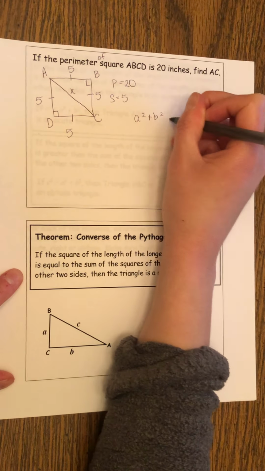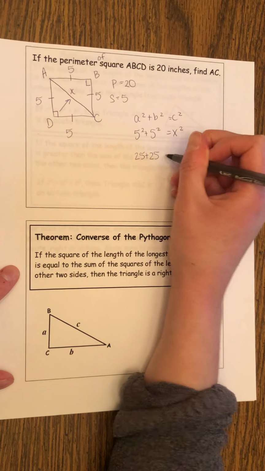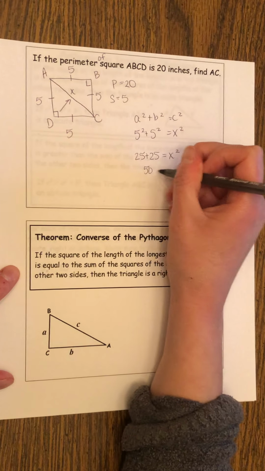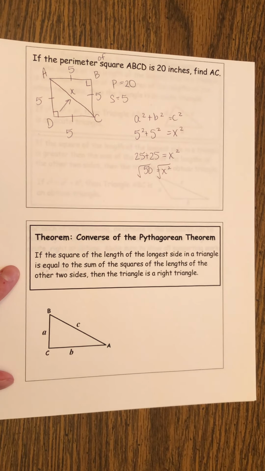So AC, the side length I'm trying to find, is the hypotenuse. So I'm going to fill that in because I want to make sure I get the hypotenuse in the right spot. And then I'm going to fill in the two leg lengths, which are each 5. I'm going to simplify the exponent. So 25 plus 25 equals x squared. So that's 50. Take the square root of both sides.